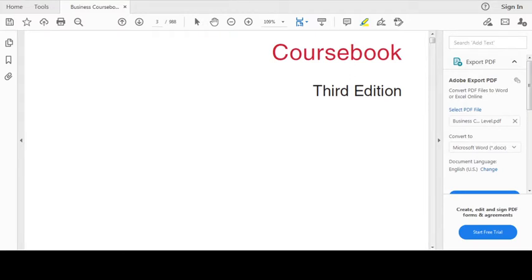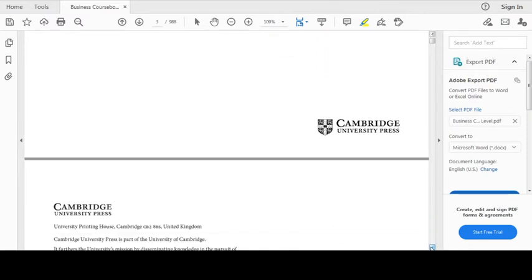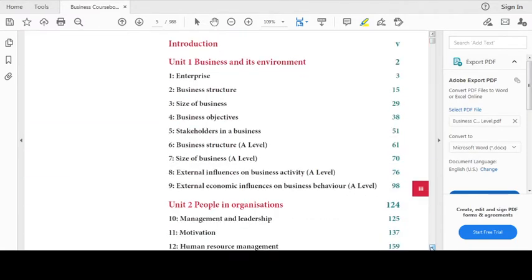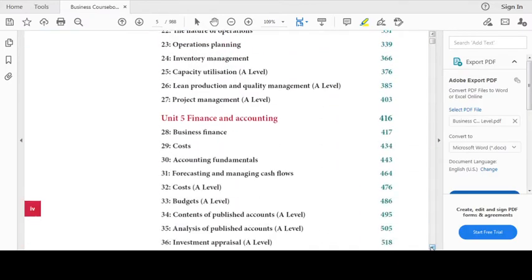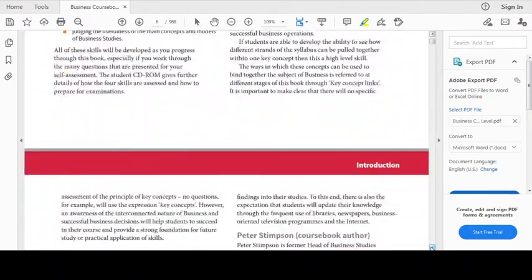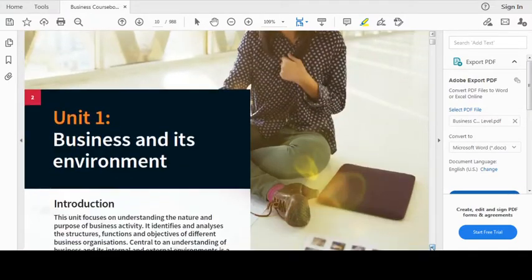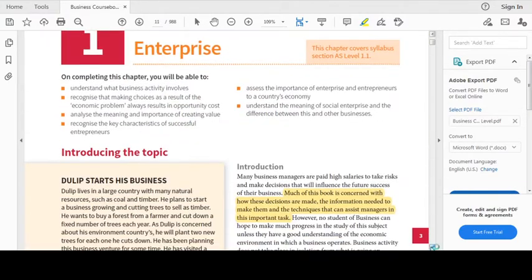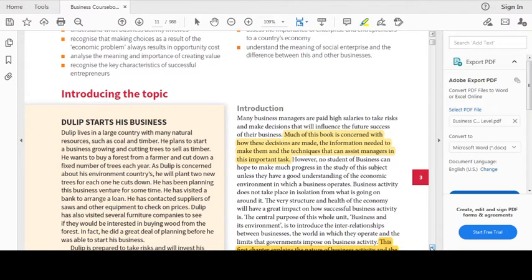In this lesson, we will be talking about enterprise. It is something that you have already studied in your IGCSE, but in AS A level, we are going to focus more on critical thinking. We will study more case studies and we are going to think and plan more.